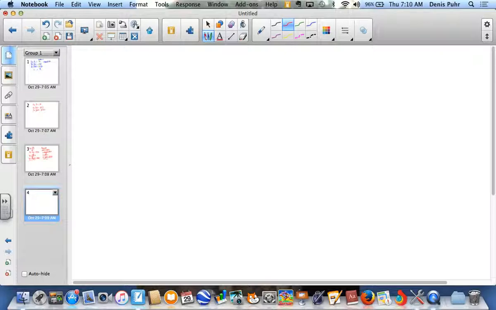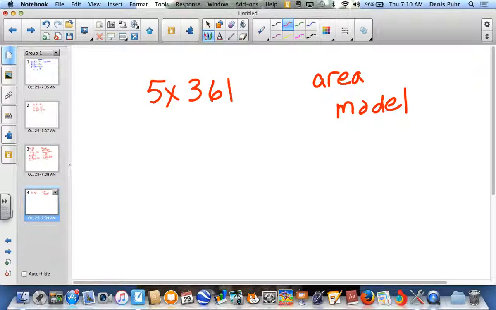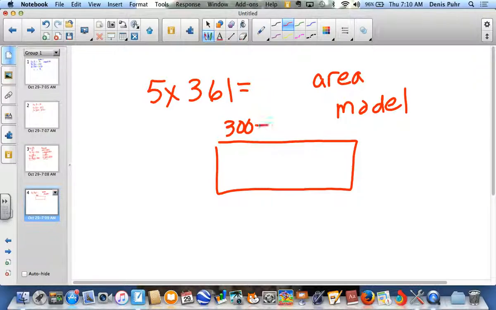Okay, let's practice a few more. You're going to have to use what we call the area model. Okay, we use the area model by using what we know about breaking numbers into expanded form. Let's try one. Okay, click pause, try it on your own. Welcome back. Did you take 361 and break it into expanded form? 300 plus 60 plus 1.